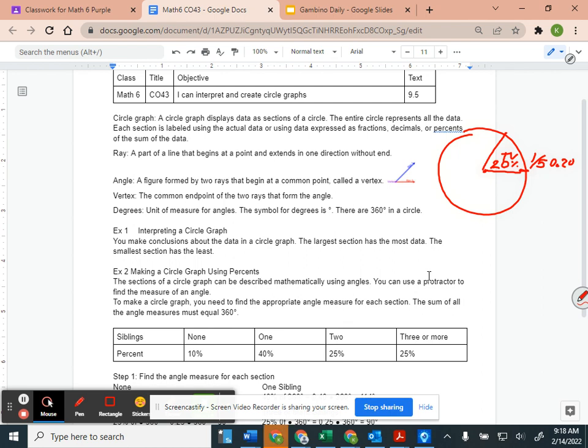A ray is a part of a line that begins at a point and extends in one direction without end. So a ray begins and goes.